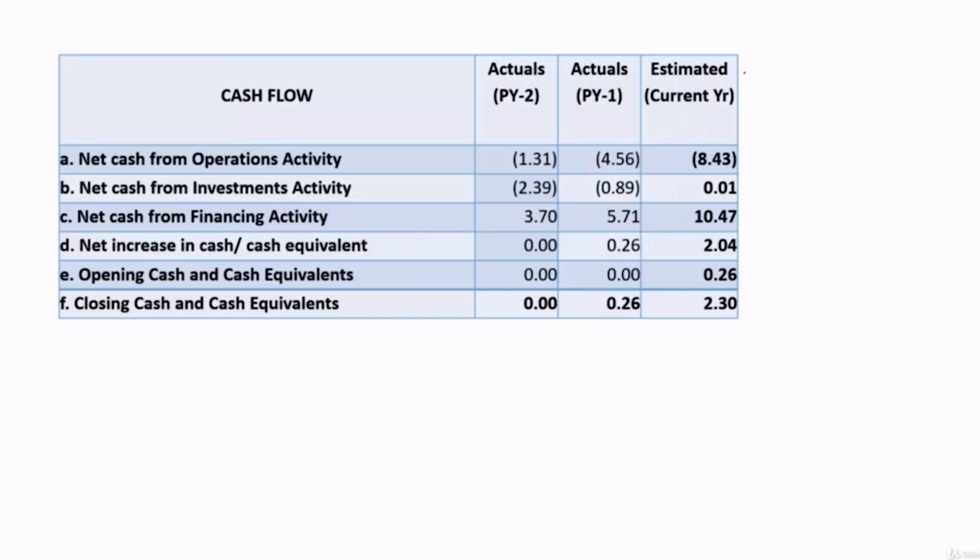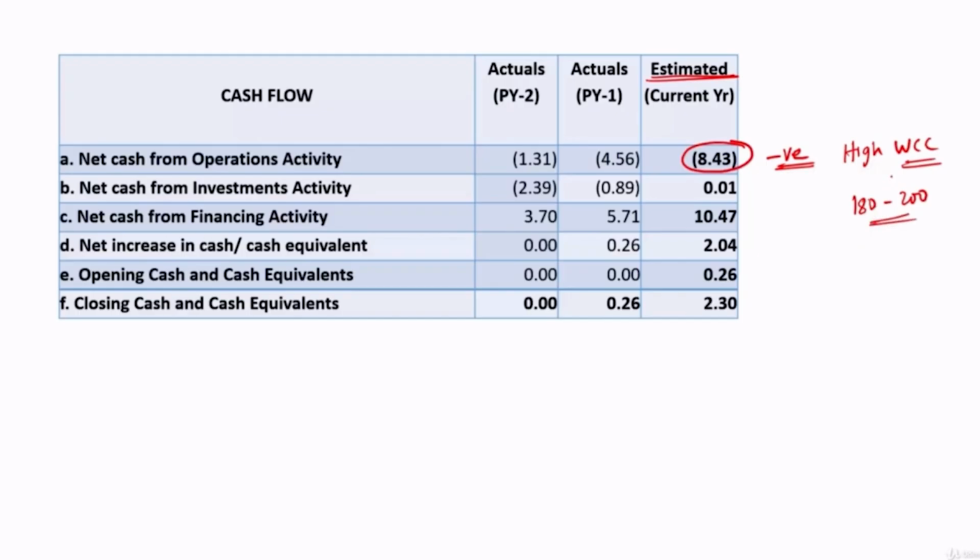Then what they are estimating, we'll see that as well. For the next year, they are estimating net cash from operational activity of negative 8.43 crore. So what is estimated itself is negative. It is possible that this can be accepted by the sanctioning authority also, because there are some business models which will have a high working capital cycle. It may be in the range of 180 to 200 days. The margin and profit making capacities of those businesses will be very thin.